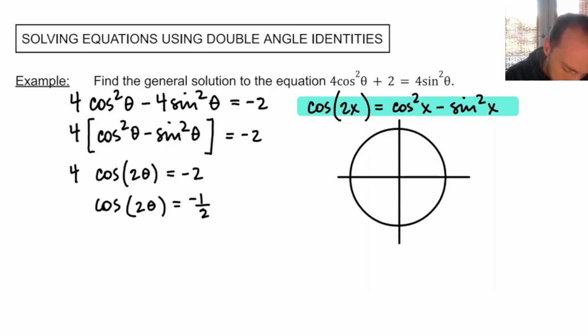Okay, so I get a circle out and I think, all right, cosine is negative half, so that's not very far over on the x-axis, right, horizontally displaced negative half of a unit from the y-axis.